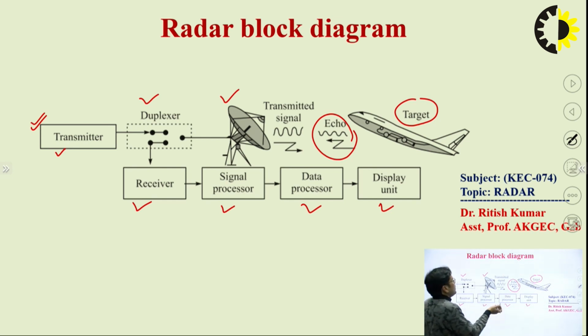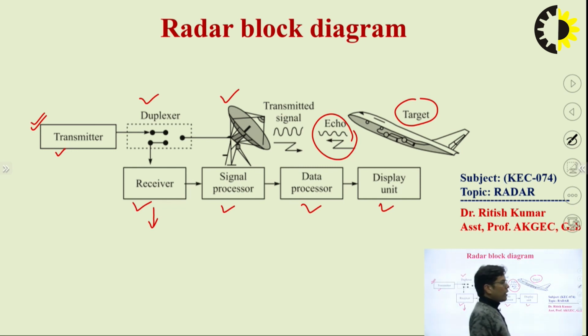This echo signal is received by the same antenna which has been used for the transmitted signal. So I will discuss why we use the same antenna as a transmitter and receiver here. First I will cover this block diagram here. So after receiving this echo signal from the antenna, this duplexer switch is shifted from transmitter to receiver side, and this signal is received by this receiver, and receiver has its own functioning.